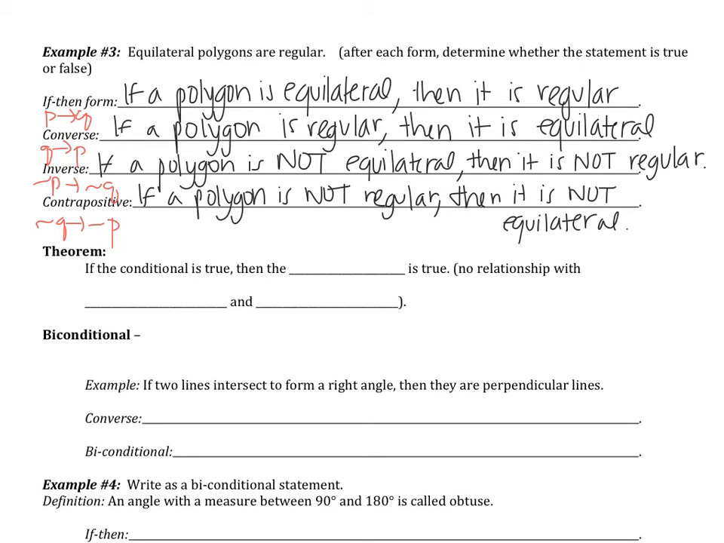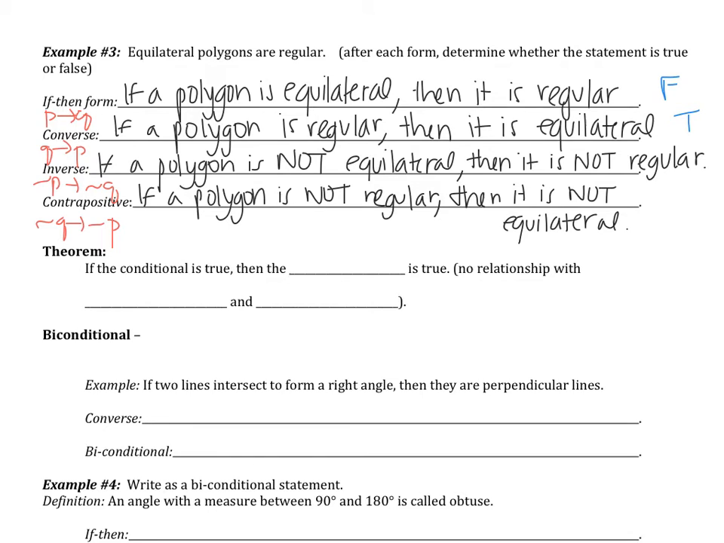Okay, so now we have to decide whether each statement is true or false. For the first one, if a polygon is equilateral, then it is regular. That should have been false. A polygon has to both be equilateral and equiangular in order to be regular. Converse, if a polygon is regular, then it is equilateral. That's true. Regular means the polygon is both equilateral and equiangular.